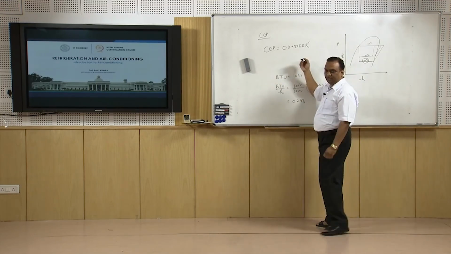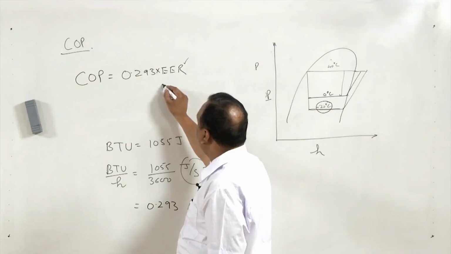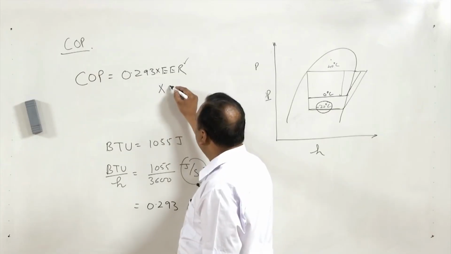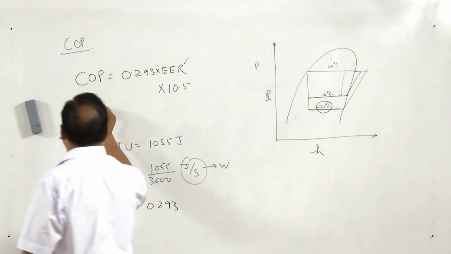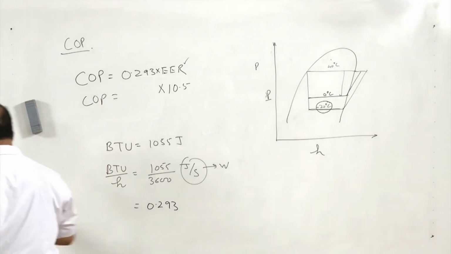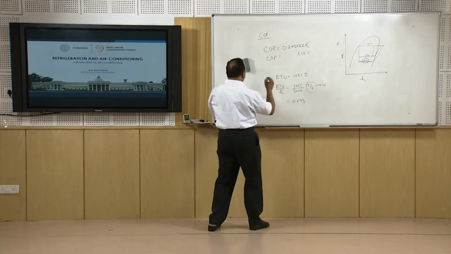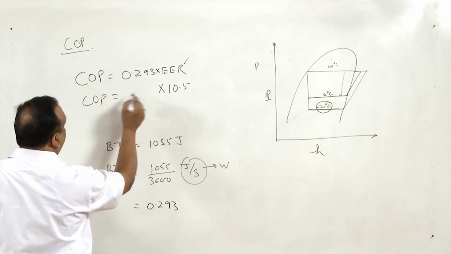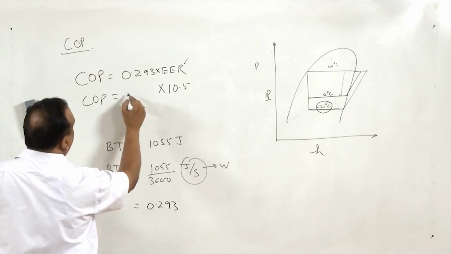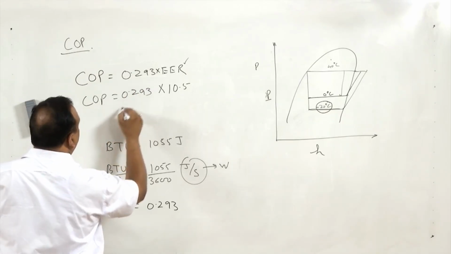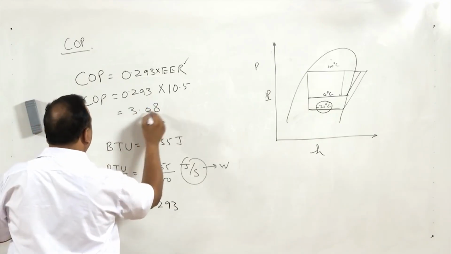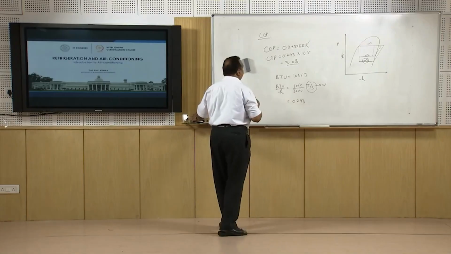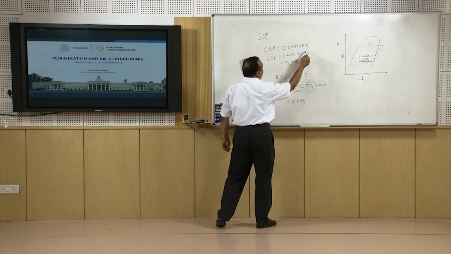For example, if an AC available in the market has an energy efficiency ratio of 10.5, and I want to convert this into the COP, it is going to be equal to 10.5 into 0.293, which is equal to 3.08. So, this is the conversion of EER into the COP.